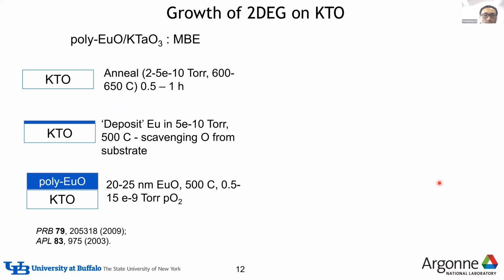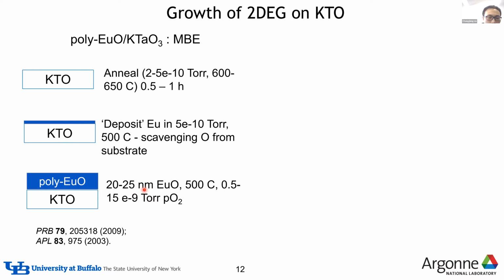As I just mentioned, I will be talking about the electron gas formed at the oxide interfaces. In my experiment, the interfacial system was formed by growing oxide materials. The first example is growing a europium oxide on top of potassium tantalum oxide using MBE. This growth procedure involves annealing the KTO substrate in vacuum and then depositing europium also in high vacuum, because europium can absorb oxygen quite easily. So in the first couple of layers, europium absorbs oxygen from KTO and forms oxygen vacancies at the interface.